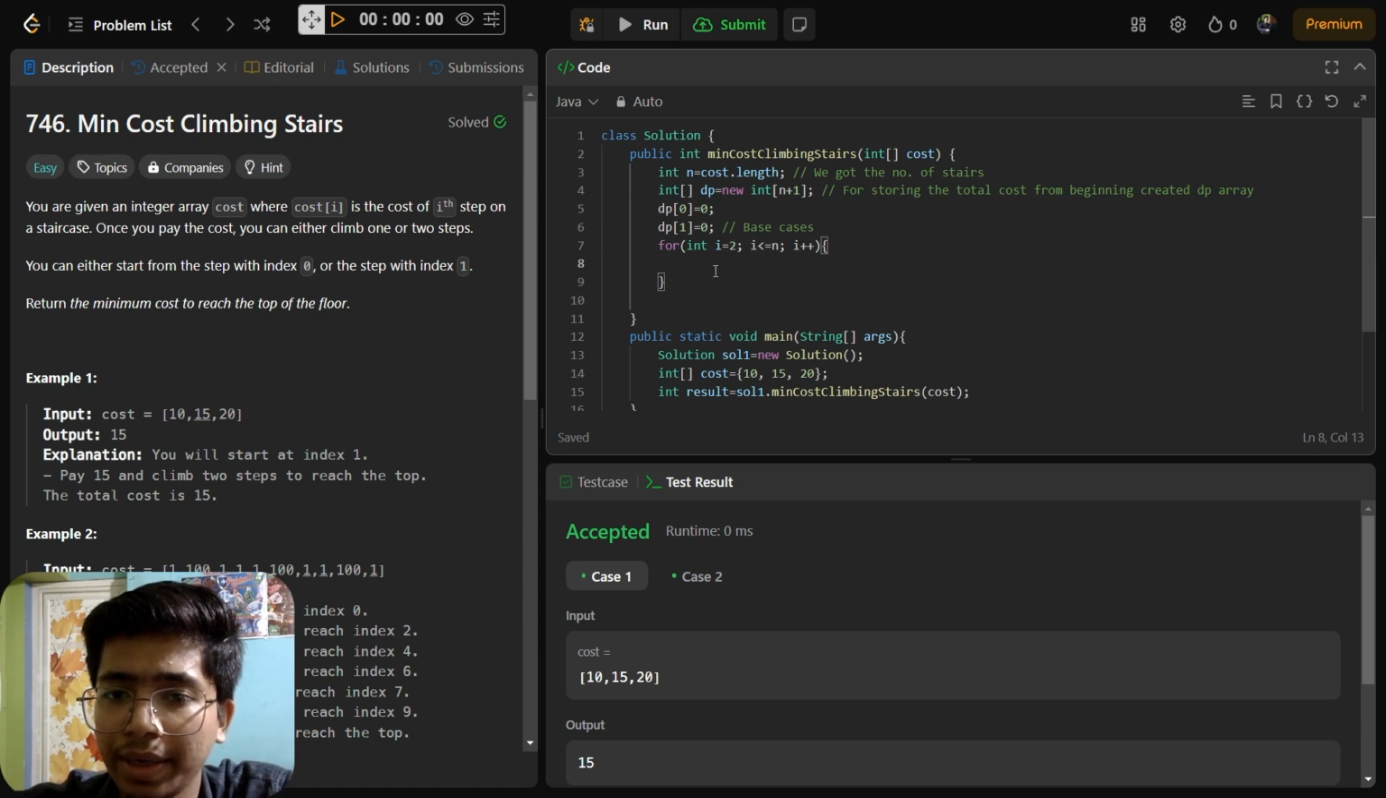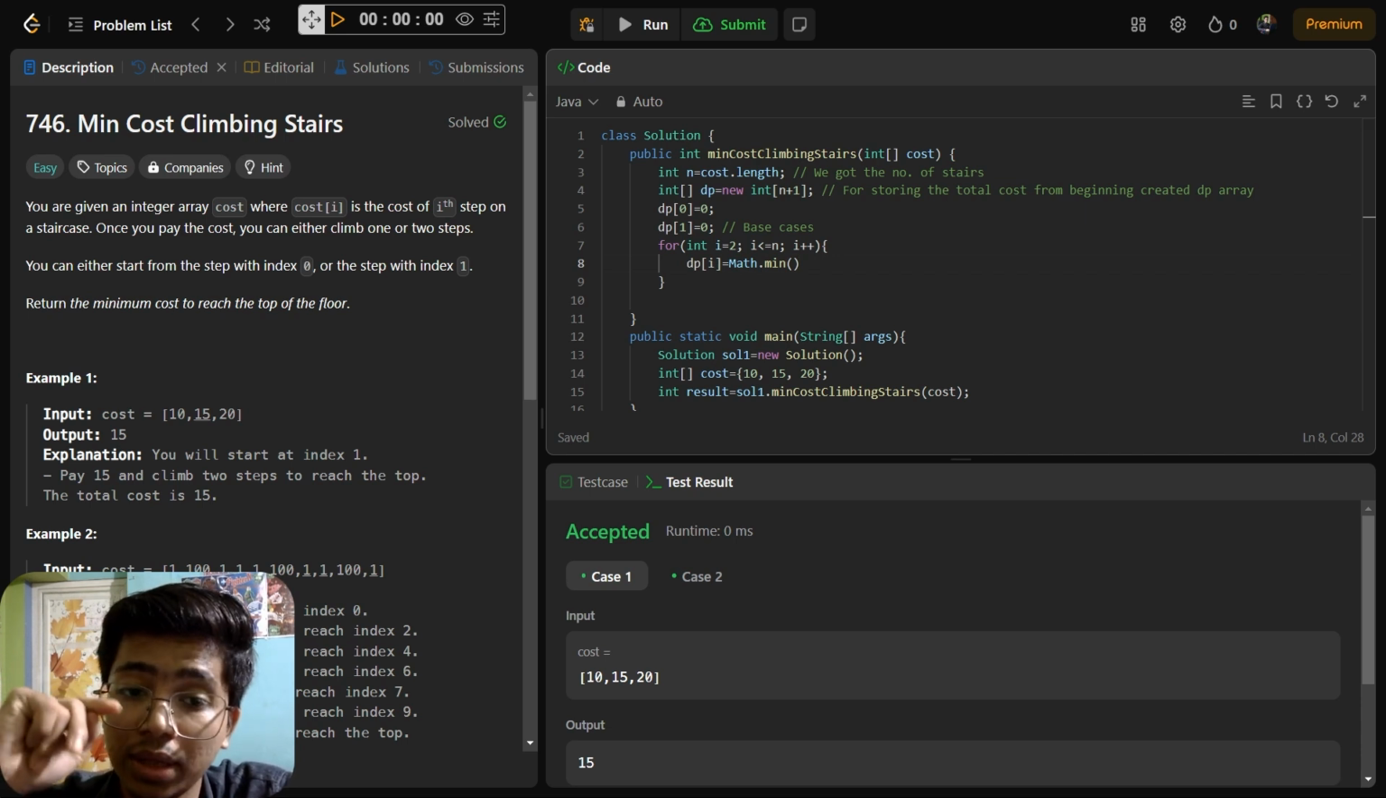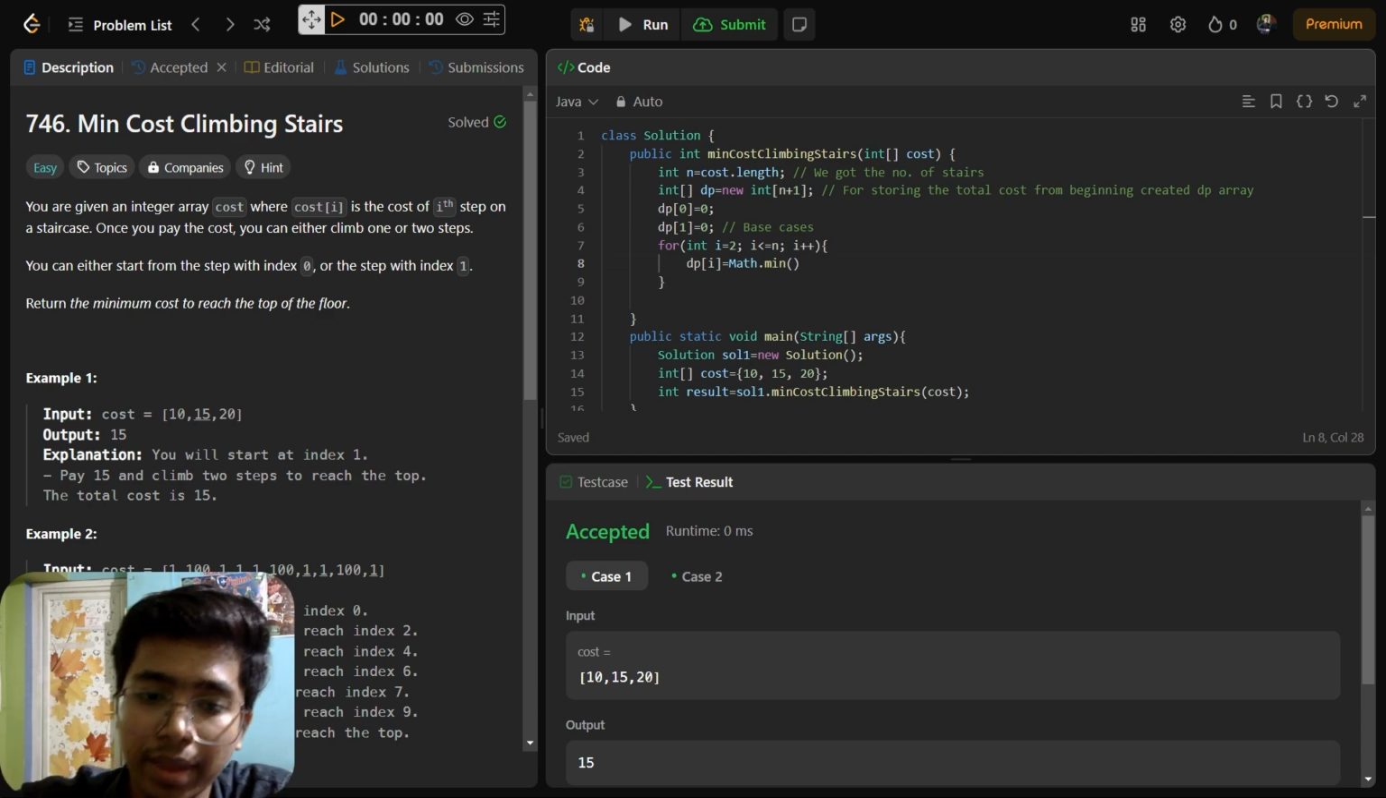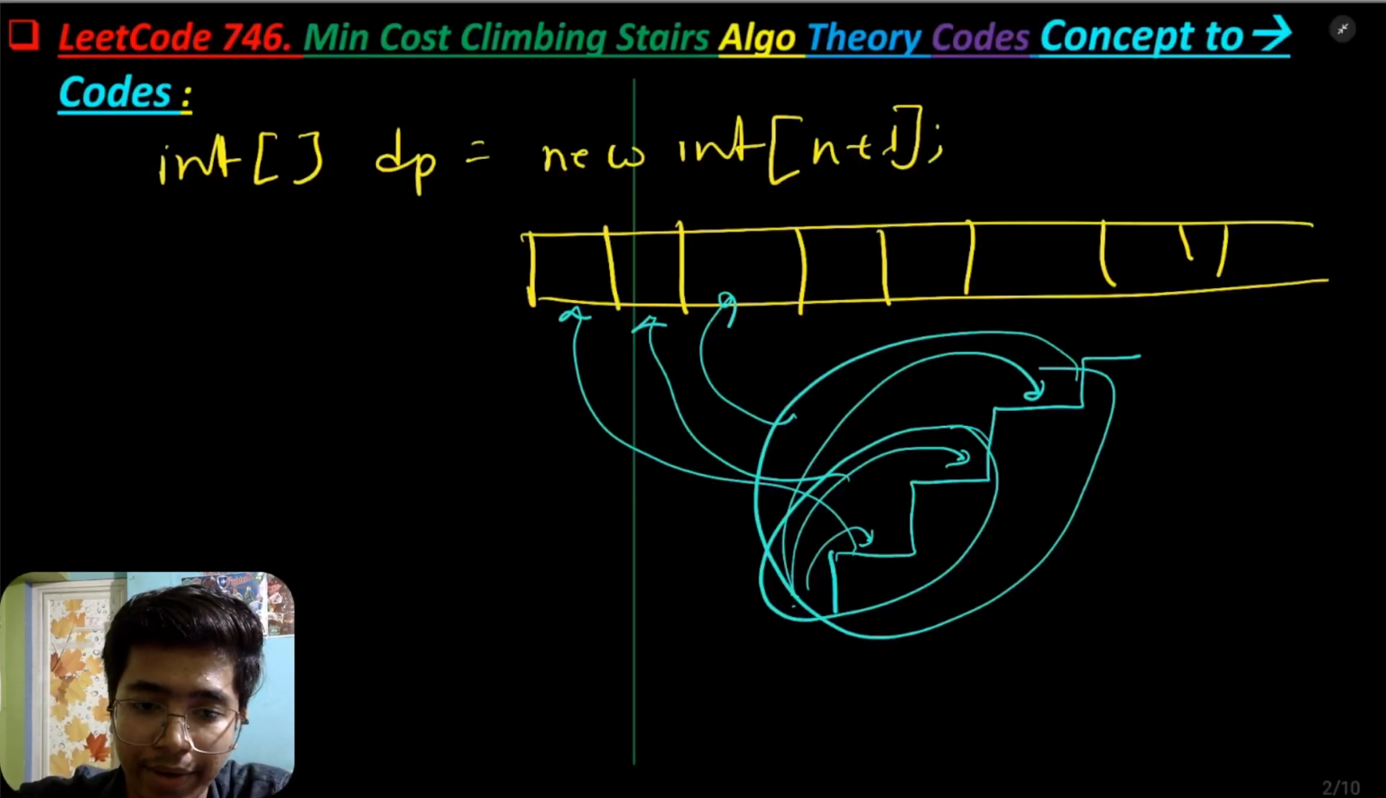And for that, here we'll be storing the total cost that I showed you. So here we'll be storing dp of i, which will be equal to Math.min, because we'll be storing the minimum. So what will we be storing? The cost. So the cost will be in two cases, when we are traversing from one index and when we are traversing from two indices. I'm showing you again in the diagram.